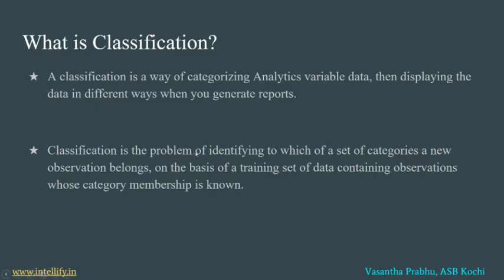Classification is the problem of identifying to which of a set of categories a new observation belongs, on the basis of a training set of data containing observations whose category membership is known. So that's it. Classification is simply classifying the data to get a clearer view of what it is.